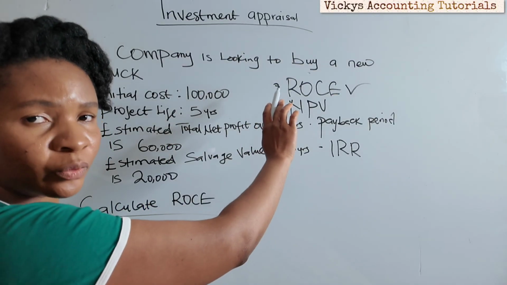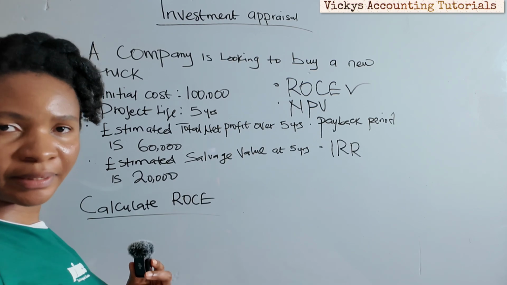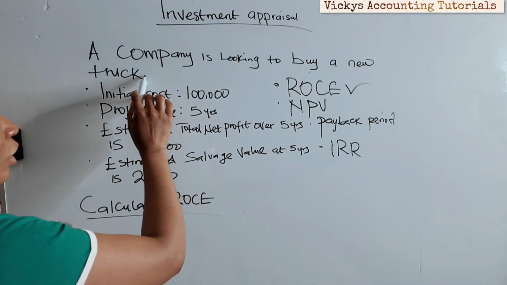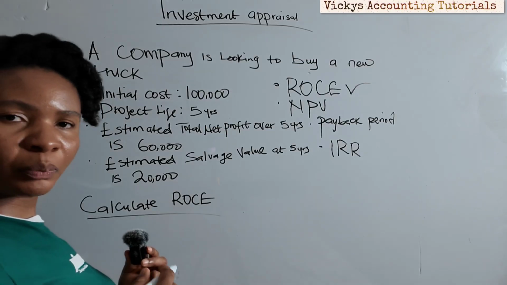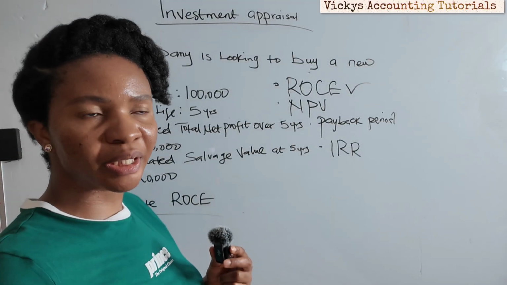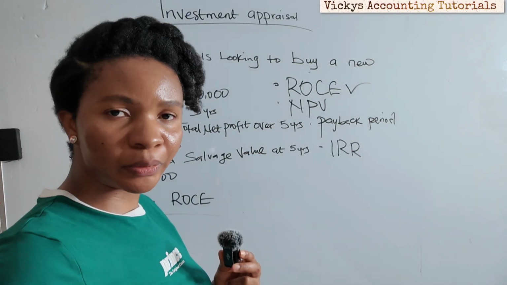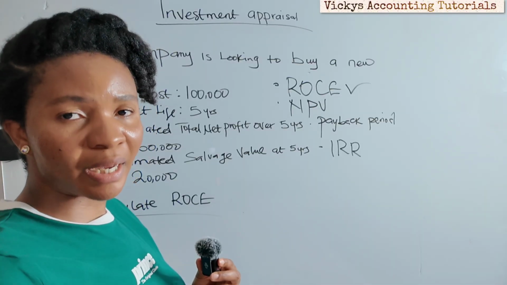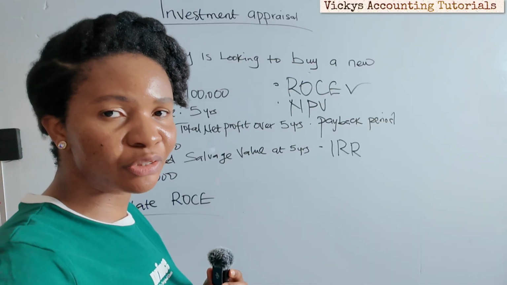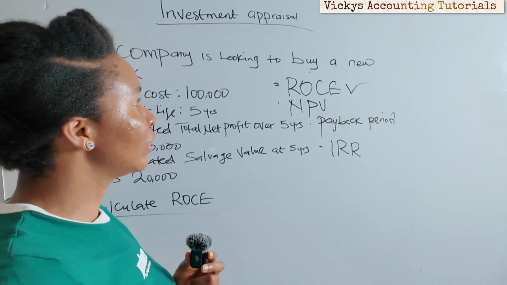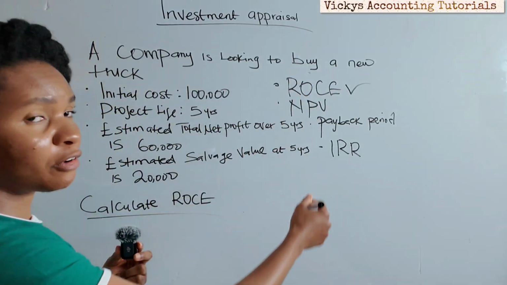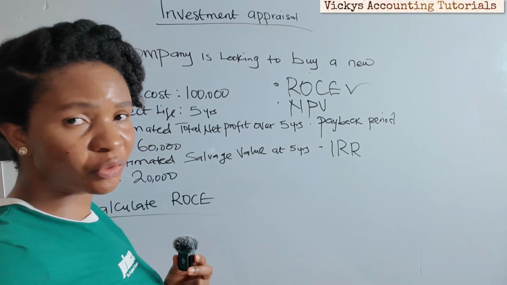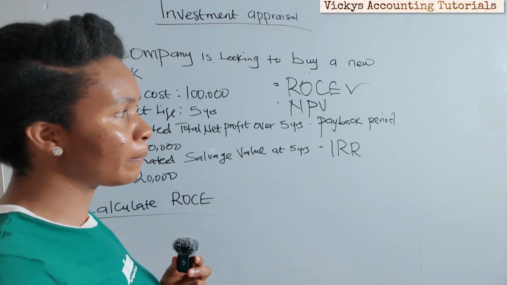So we have this question written out here. I hope you can see clearly. It says a company is looking to buy a new truck, okay? They want to purchase a new truck probably for delivering goods to their customers. They want to understand if they will be able to regain the money invested into the truck, right? So they've chosen to perform a series of investment appraisals. And the first one we're going to be doing is return on capital employed.